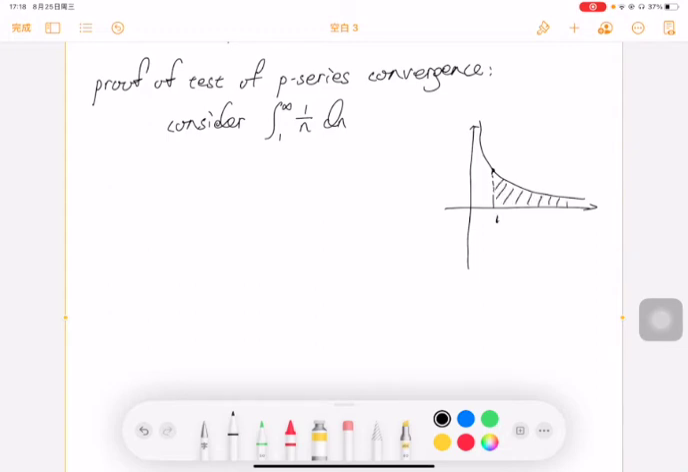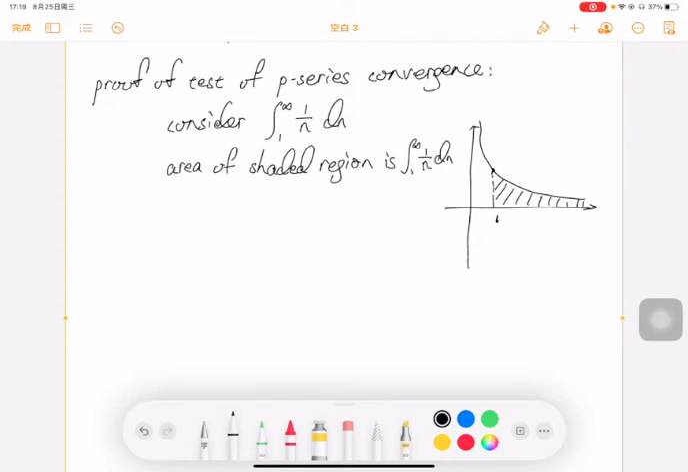Now, this shaded area is the integral, right? Because an integral of a function gives you the area underneath that function, underneath the curve given by that function. So the integral of 1 over n from 1 to infinity gives you the area of this shaded region.